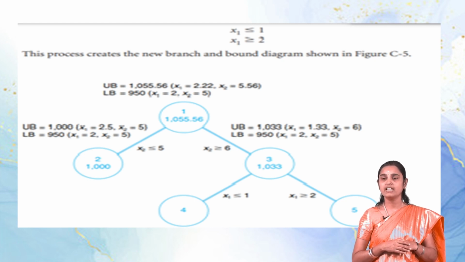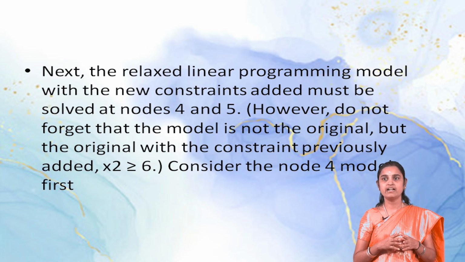Now, from the branch, node 3 is branched into two parts, x1 less than or equal to 1 and x1 greater than or equal to 2. The new nodes 4 and 5 are obtained from the branches. Next, the relaxed linear programming model with the new constraints added must be solved at nodes 4 and 5. However, do not forget that the model is not the original, but the original with the constraints previously added, x2 greater than or equal to 6.